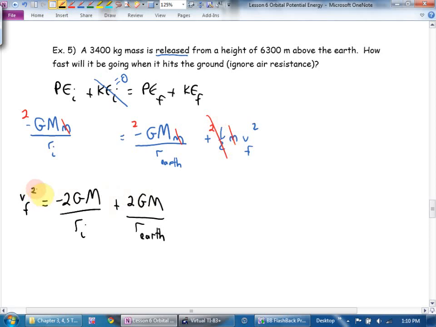Now, the initial radius, it does say above, so the initial radius is going to be 6,300 plus 6.38 times 10 to the 6th meters.